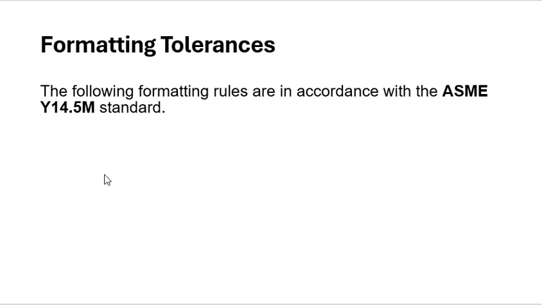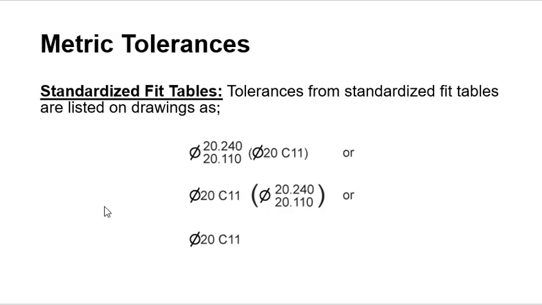We're going to follow the ASME Y14.5M standard, and you've been seeing this standard all the time, you should be able to get it by now. So metric tolerances, the first one is your standard fit tables. This is just showing you how you write a standard fit table tolerance, metric tolerance like this. So you can see the diameter is like that in your lower, upper, and here also we write it this way, or that way. So you have 1, 2, 3 different ways of writing this standard fit table.